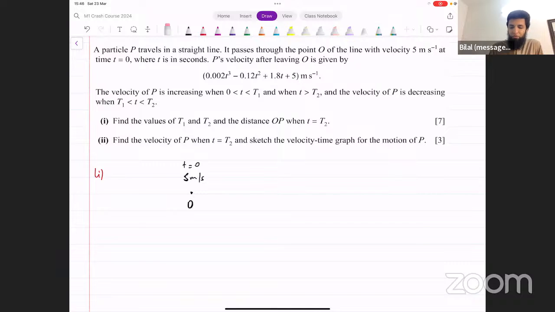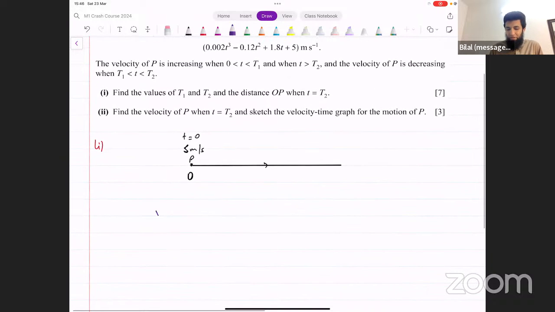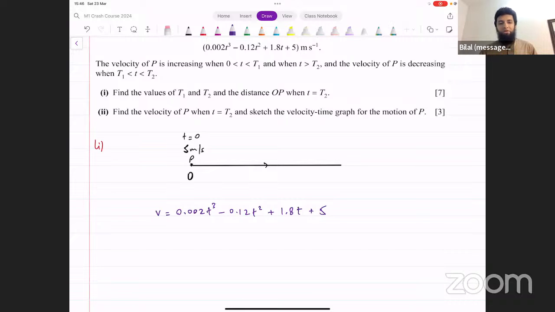Now we don't know which direction it's moving, and let's assume it's horizontal and it's moving like this. It's moving in a straight line, right? So straight line could be anywhere. Let's say it's like this. The particle is moving in this direction. P is going towards right side like this. Its velocity is given by this function. Let me write that down. V equals 0.002 t cube minus 0.12 t squared plus 1.8 t plus 5. That is the velocity function. Okay.